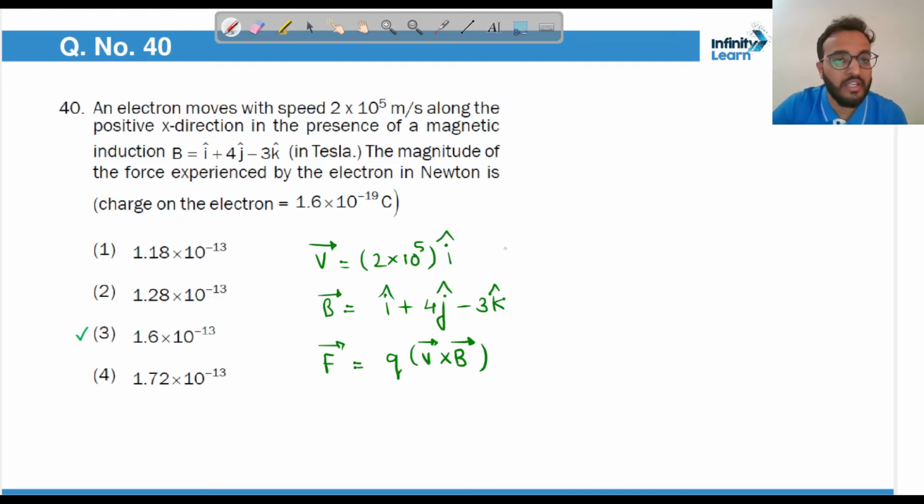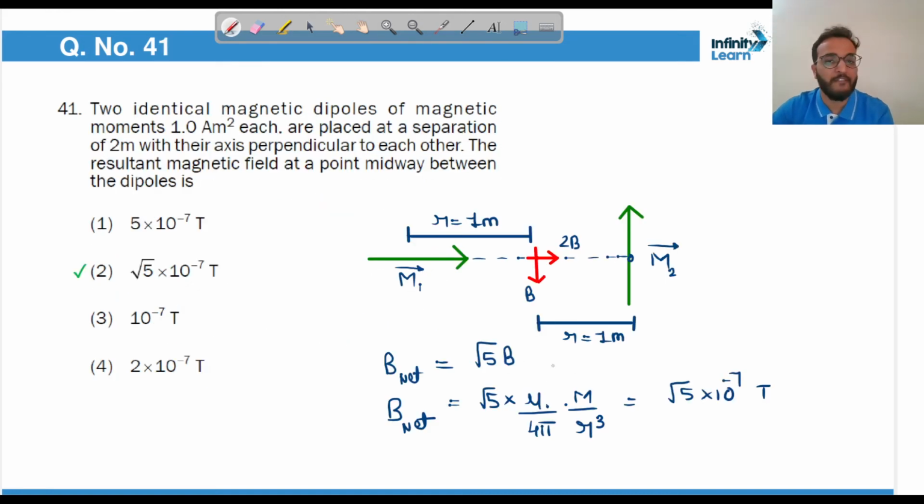Question number 40. They have given you velocity vector number 1. Then they have given you the magnetic field vector. What is force? We know that Q times vector V cross vector B. So do the cross product of vector V and vector B, and then multiply by the charge. You will get the answer. Same formula based question.